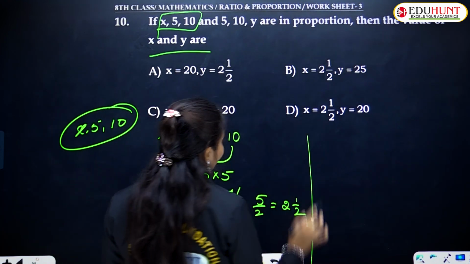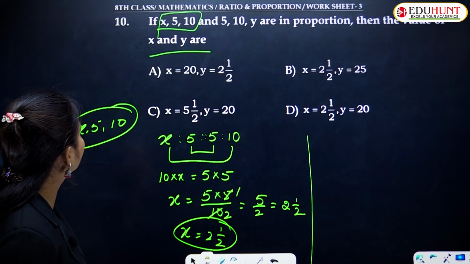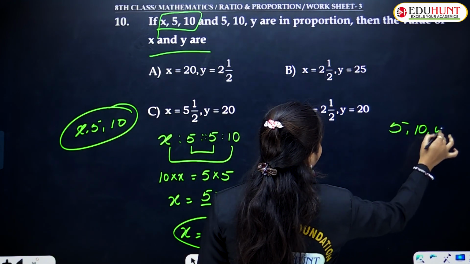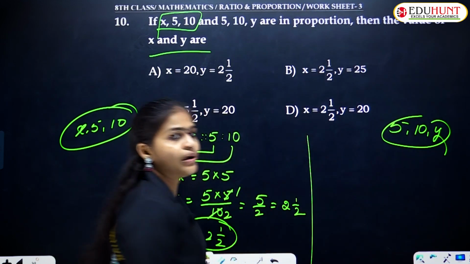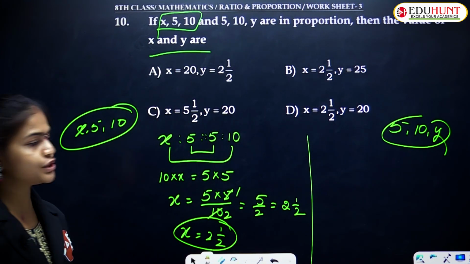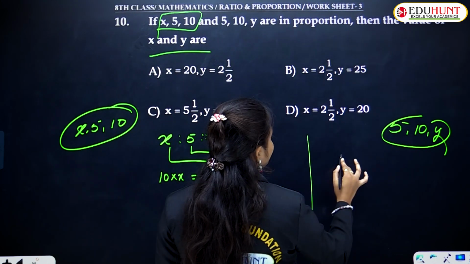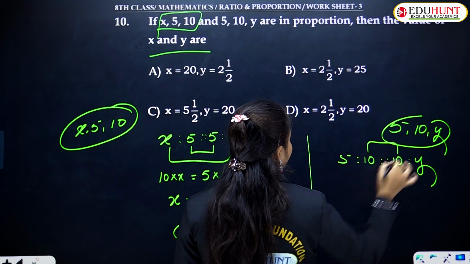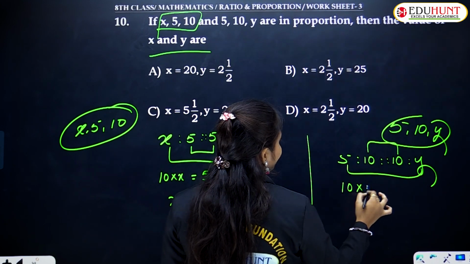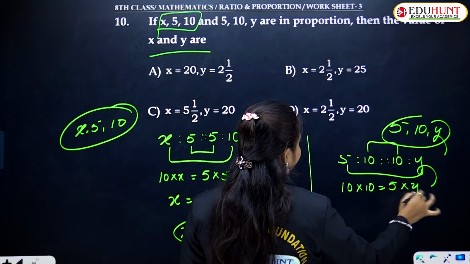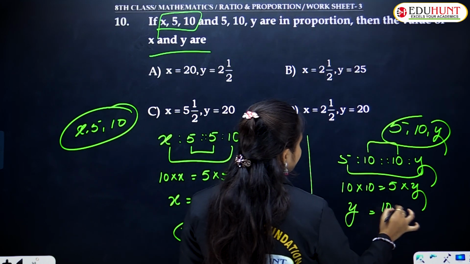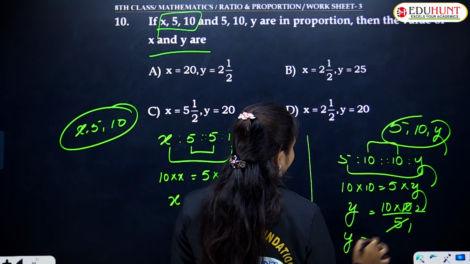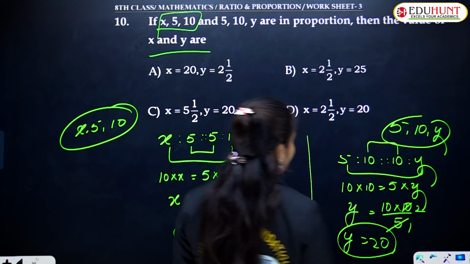And in the same way, the Y value. How to find the Y value here? For the value of Y, they have given another set: 5, 10, Y are in proportion. See here, again the same condition applies: 5 is to 10 as 10 is to Y. So 10 square, 10 into 10, is equal to 5 into Y. From this, Y is equal to 10 into 10 by 5. 5 ones are 5, 5 twos are 10. Y is equal to 10 twos, 20. So this is the value of Y.